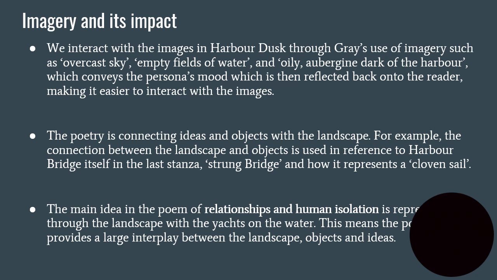And as Gray does, he's connecting ideas and objects with the landscape. Okay, the landscape. And the objects that he's used reference the Harbour Bridge itself in the last stanza, the strong bridge and how it represents a cloven sail. But again, the main idea is one of relationships and how they can fall away and lead to a human isolation. And this is represented through the landscape he's conveying and, of course, the interactions that the persona has with that said landscape.